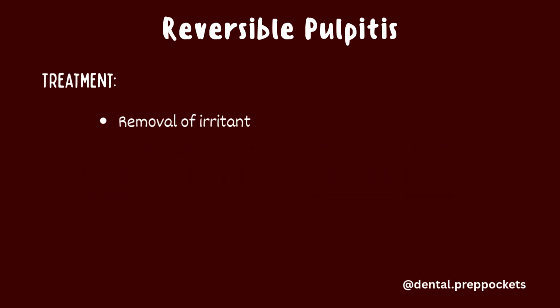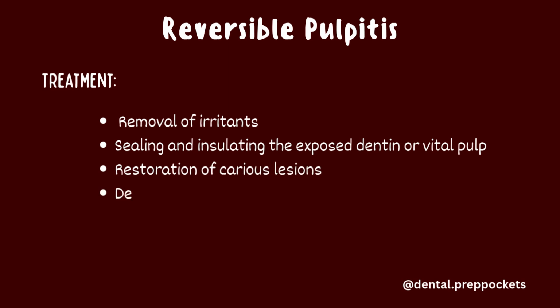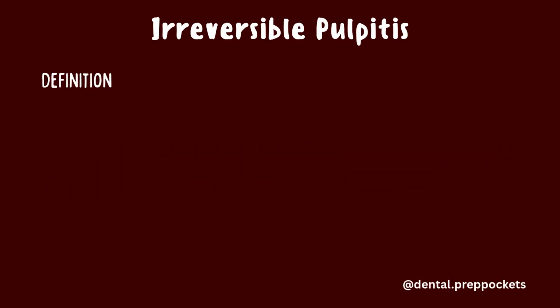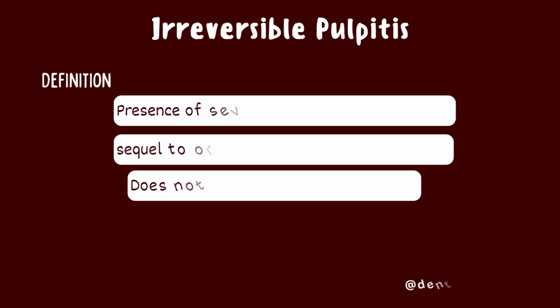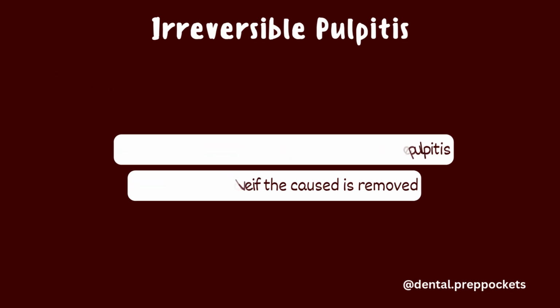Removal of irritants and sealing and insulating the exposed dentin or vital pulp results in diminished symptoms. It can be done by restoring the carious lesion with a suitable restorative material and desensitizing the hypersensitive dentin. When reversible pulpitis is left untreated, it turns into irreversible pulpitis. It is the presence of severe inflammation in the pulpal tissue, resulting from the progression of reversible pulpitis. It does not resolve even if the cause or stimulus is removed.